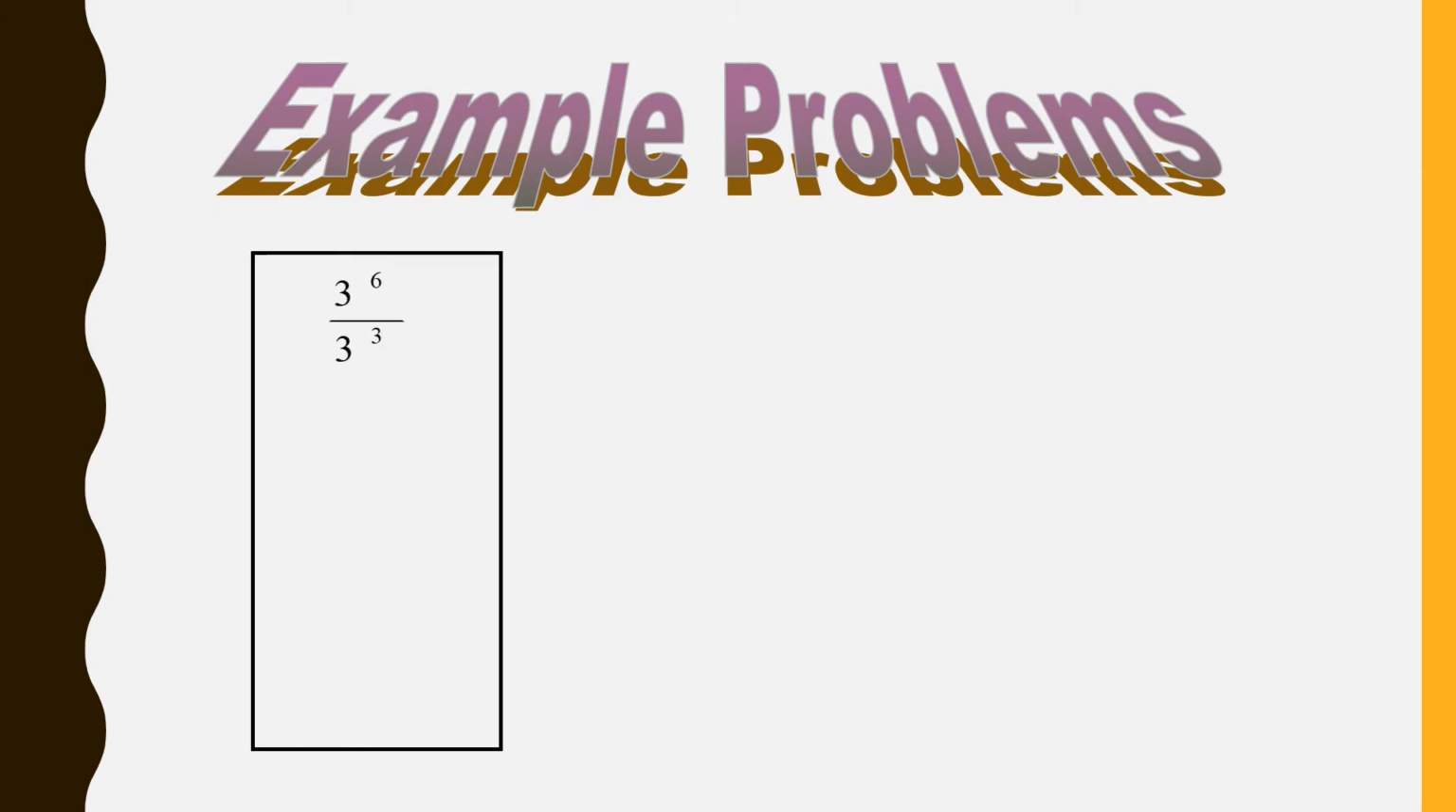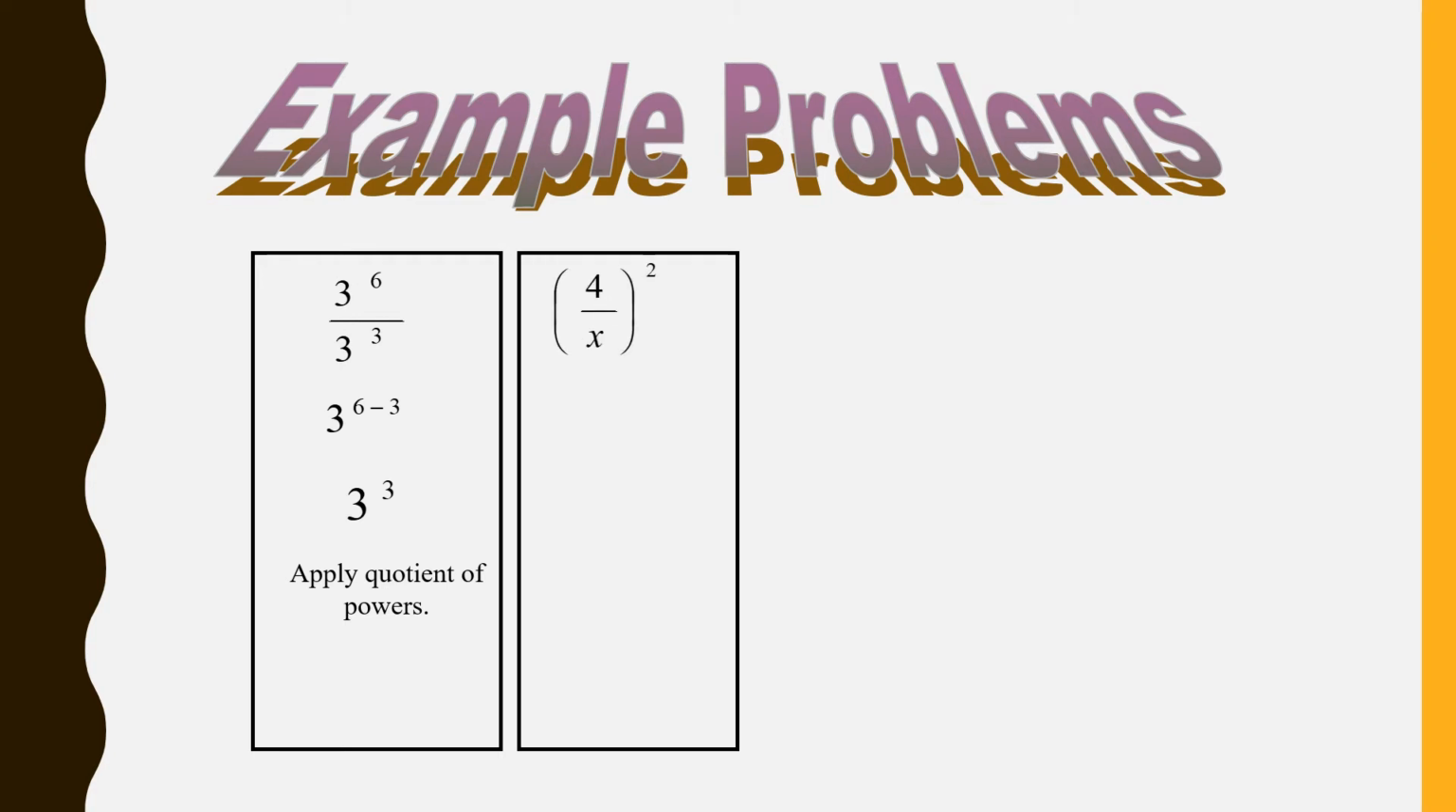Okay, so we have 3 raised to 6 over 3 raised to 3. So apply the quotient of powers. So we have 3 raised to 6 minus 3. The final answer is 3 cubed. No? Or this is equals to 27. Bakit? 3 times 3, 9. 9 times 3, 27.